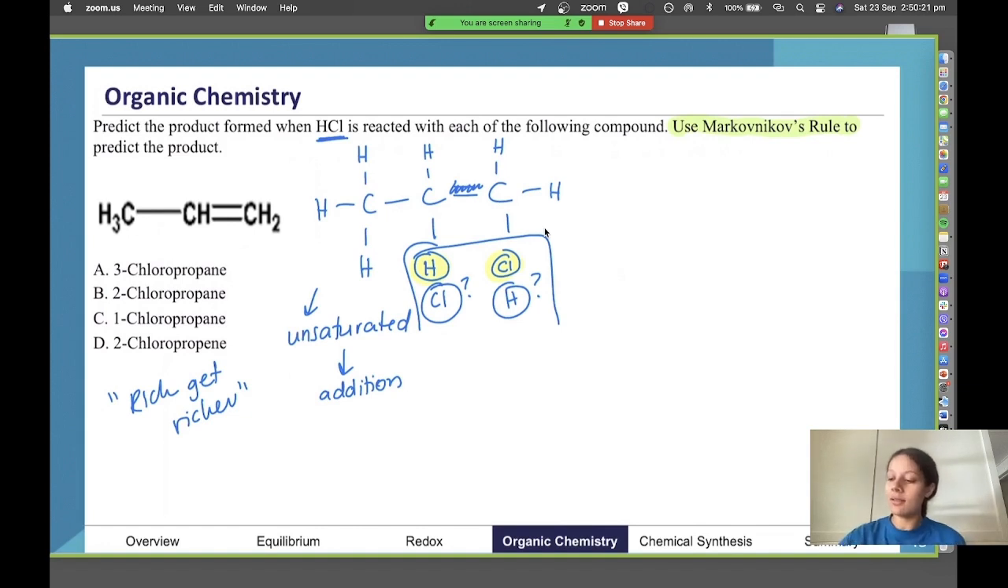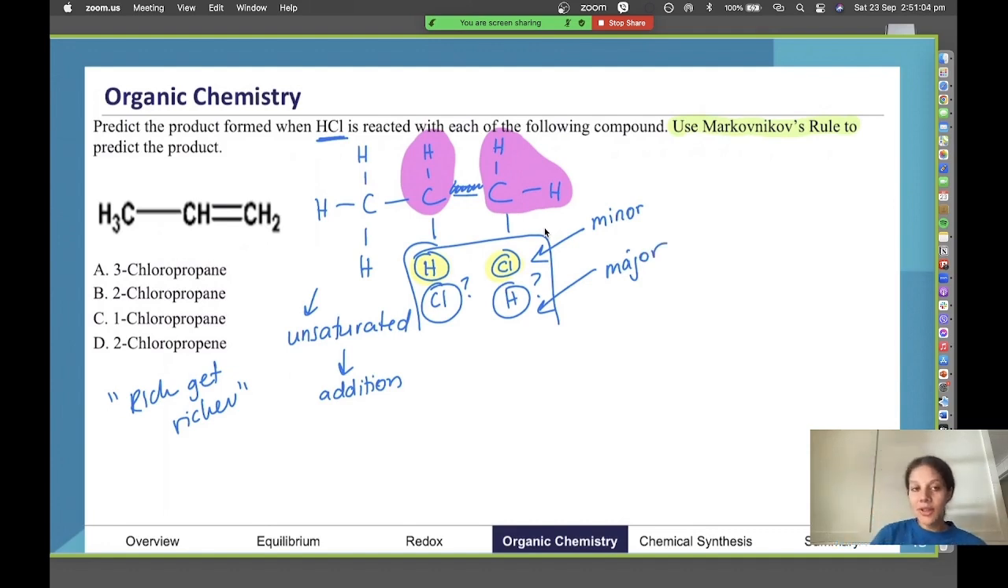So if we look at, I'm just going to highlight them, this carbon has 2 hydrogens on it, and this carbon only has 1. So when we add the HCl, the hydrogen will preferentially go to the carbon with the most hydrogens. So that's our major product. And then the chlorine will go to the middle one. However, our minor product is when the opposite happens. So this configuration here, where the Cl goes to the carbon with the most hydrogens instead of the hydrogen, is our minor product. And the hydrogen going to the carbon with the most hydrogens is our major product.